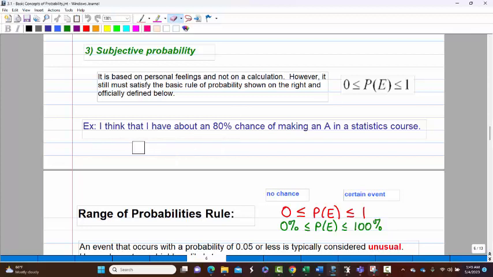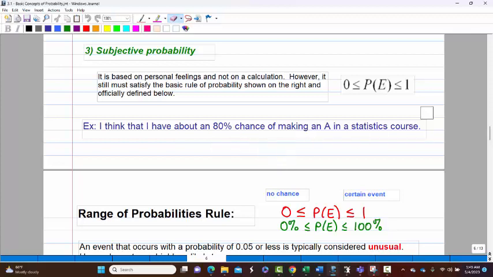Before you start this class, you might say, I think I've got about an 80% chance of making an A in a statistics course. But there's no way to discredit that. It's just your personal feelings. However, if somebody were to say, I've got a 110% chance I'm going to make an A in a statistics course, no, you don't. That's impossible. Just like when someone says they're giving you 110% effort, impossible. 100% max. You might have given it your full 100%, but you can't give more than what's available to give. So long as the number's between 0 and 100, this isn't something you can really disprove.